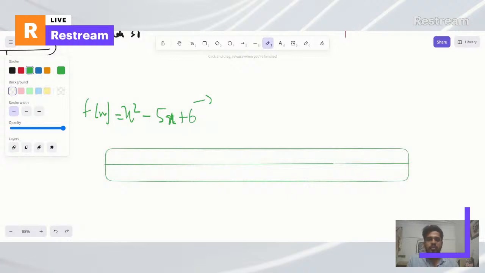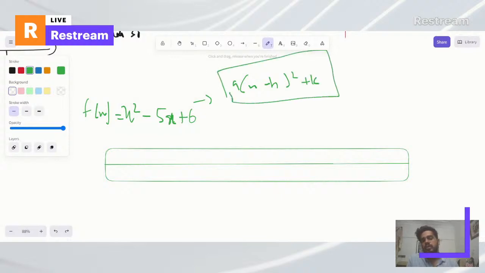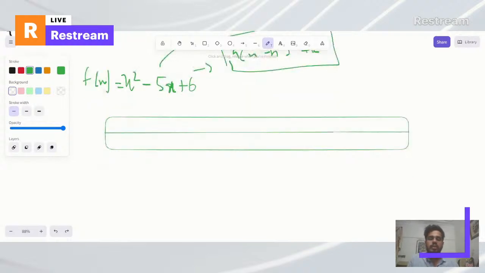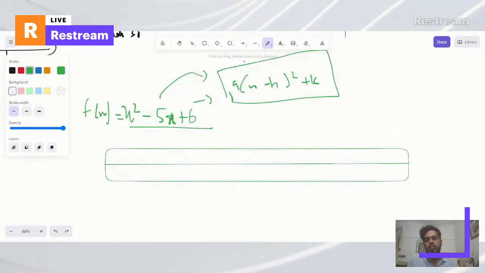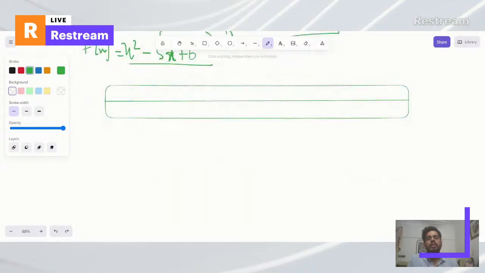There are two ways. First you need to convert it into the form a(x minus h) whole square plus k. This is the general form of the quadratic equation which you need to convert your equation into. So how are we going to convert this form into that form? It's pretty simple. We learned a formula back in the days. It was (a plus b) whole square equals a square plus 2ab plus b square. These are the identities that we learned.